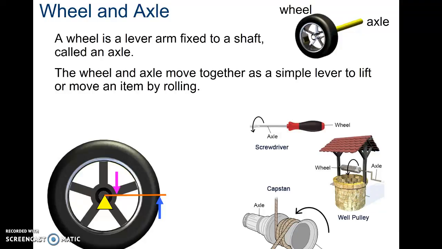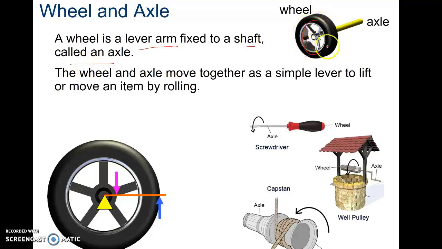This presentation is going to cover the wheel and the axle. This is the second simple machine that we would have covered. The first is the lever. The wheel and axle is essentially a lever arm. Well, the wheel is a lever arm that is fixed to a shaft called an axle.